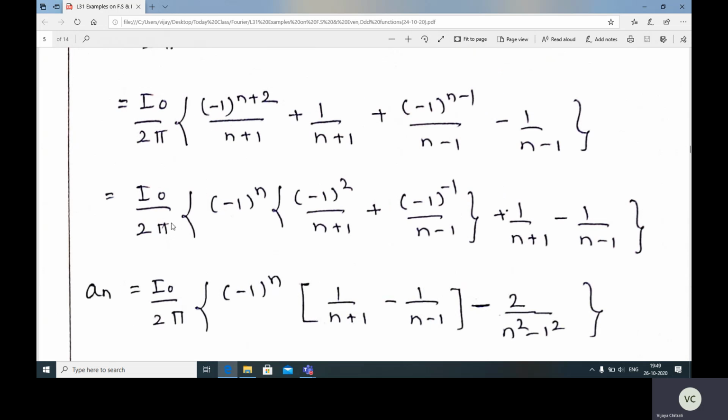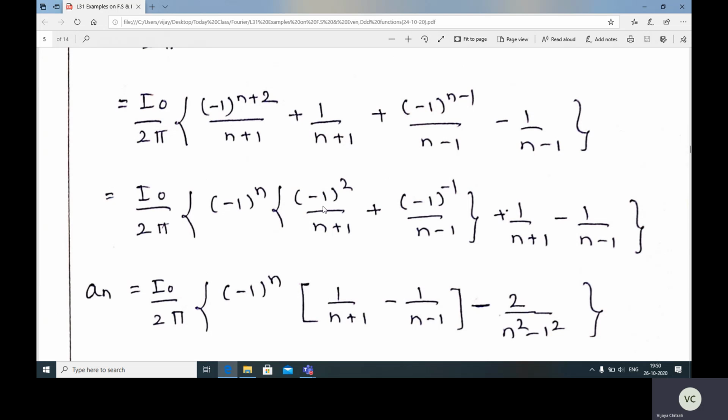Now I₀ divided by 2π, (−1)^n you can take outside from these two terms. So left with what here? (−1)² divided by (n+1) plus (−1)^(−1) divided by (n−1), and plus 1/(n+1) and −1/(n−1).